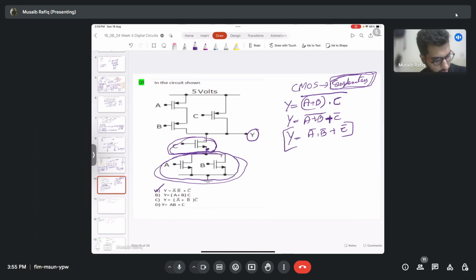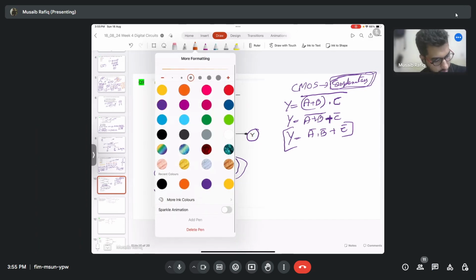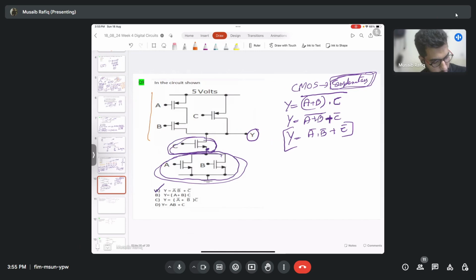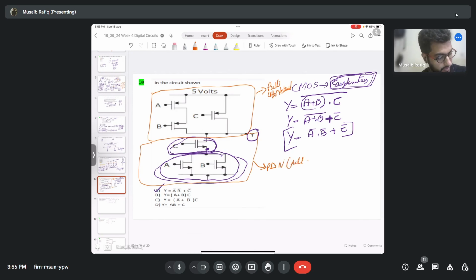One thing I want to point out here is this thing in a CMOS block is called a pull-up network, which is made up of PMOS transistors, and this right here is your pull-down network. Again, I'll come to that point that I made earlier in CMOS inverters. When I discussed CMOS inverters, I asked you why the pull-down network is made up of NMOS and why the pull-up network is made up of PMOS.